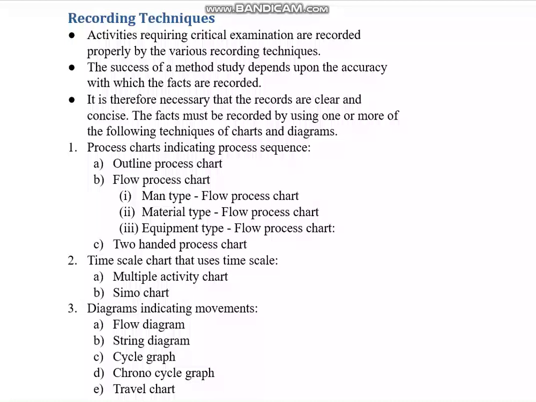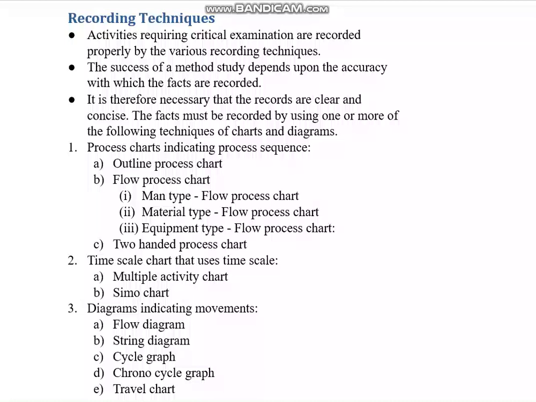See, when we are studying the method, the activities are required to be critically examined, and therefore we have to use some recording techniques to record the various activities, because just by looking with the naked eye you will not be able to properly understand each and every minute activity. So we have to record them, and therefore we are going to use some recording techniques. What are those recording techniques? Now we will see. The method study will be successful only if you record these things accurately.